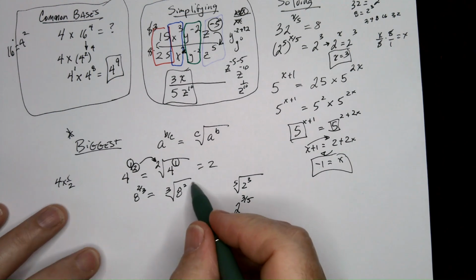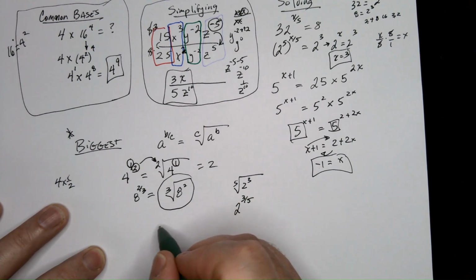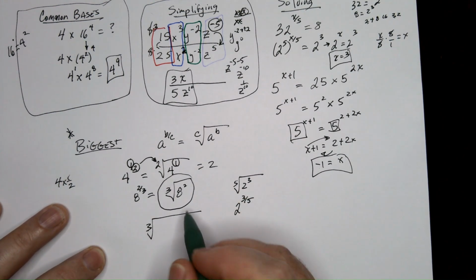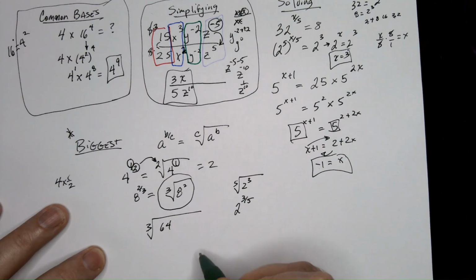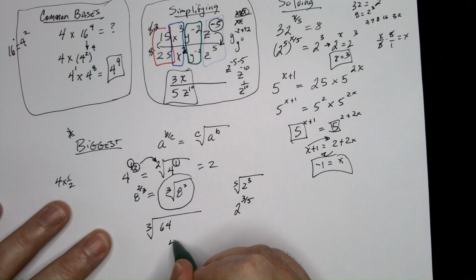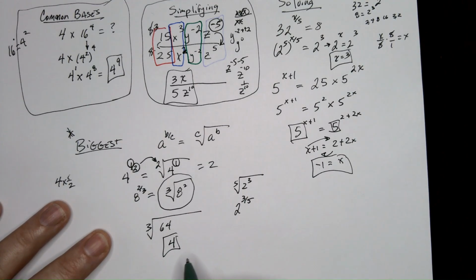Yeah? Now let's talk about simplifying this one real quick. We're looking for a perfect cube. That's 64. 8 squared is 64. So 64 is 4 cubed.